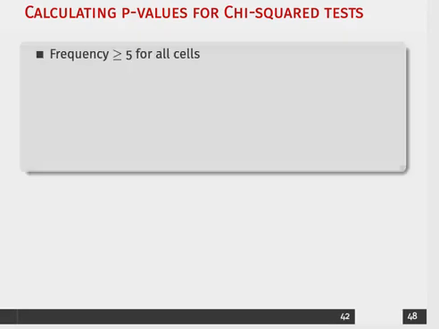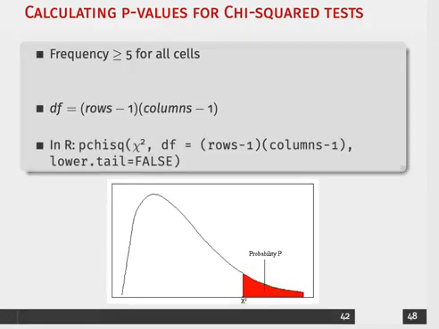Now, another assumption or requirement that we have is that we need to have at least 5 or more observations in each of the cells. We can calculate our degrees of freedom as the rows minus 1 multiplied by the columns minus 1. And in R, the way that we're going to actually get our p-value is to reference the chi-square probability distribution. And importantly, remember to include those degrees of freedom and always put lower tail equals false.